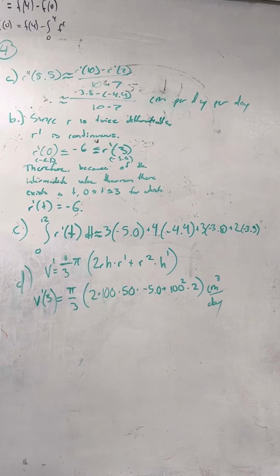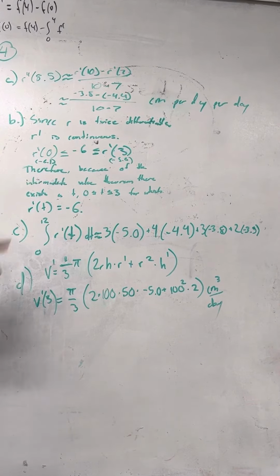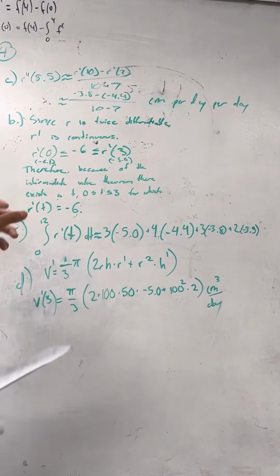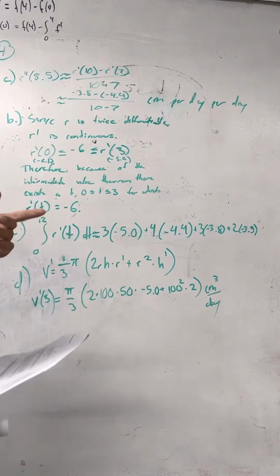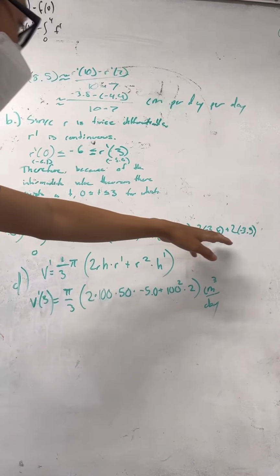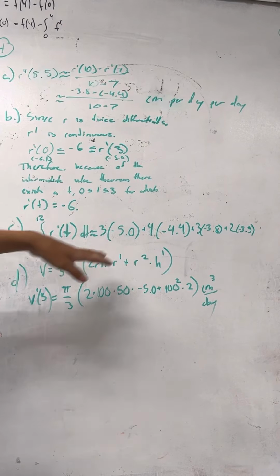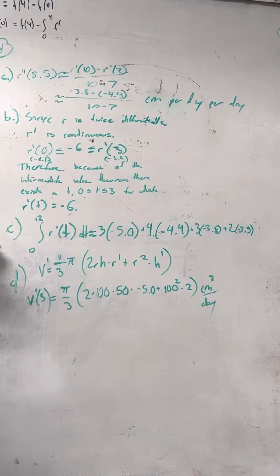And then for C, pretty simple, just approximate it and have the base of each subinterval times the rightmost value, and then do that for each subinterval, from 0 to 3, 3 to 7, and 7 to 10. And then you don't need to simplify this as well.